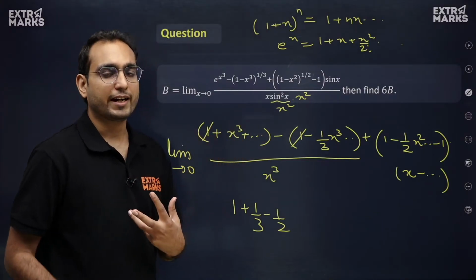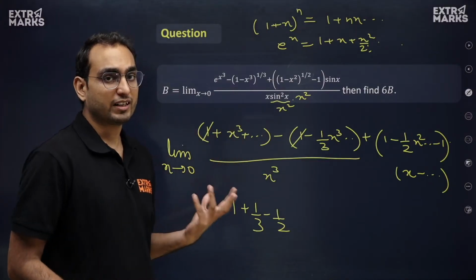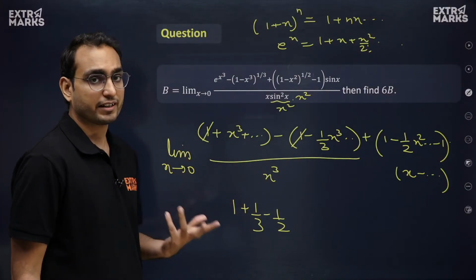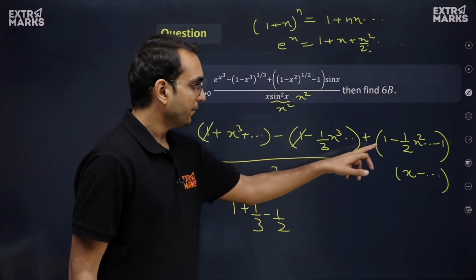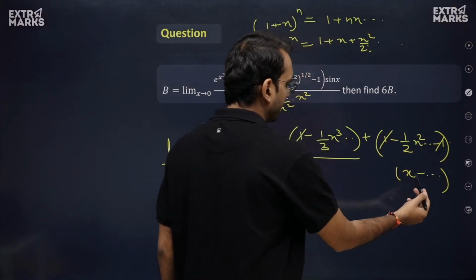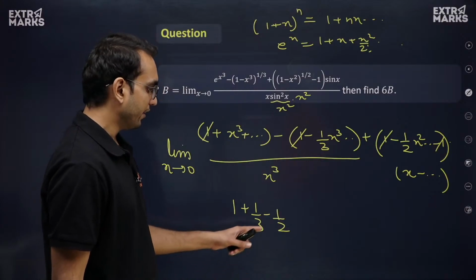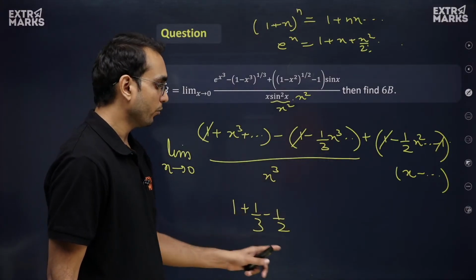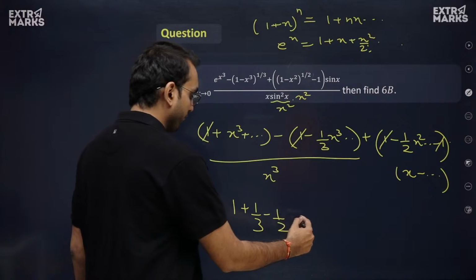Because the terms which are having the power of x more than 3 will get 0, because x is tending towards 0. So 1 and 1 get cancelled. This 1 and this minus 1 will get cancelled. So minus half into x square into x will be minus half x cube. So the coefficient of that x cube is minus half, 1 by 3. And then just find the value of this.